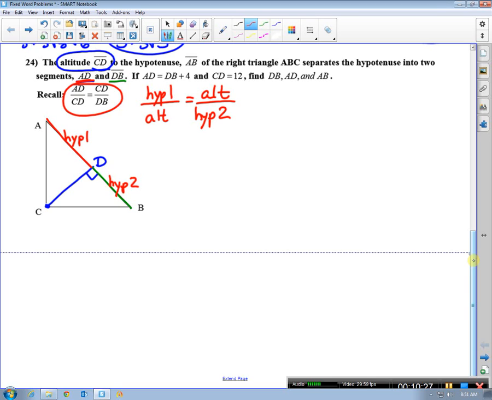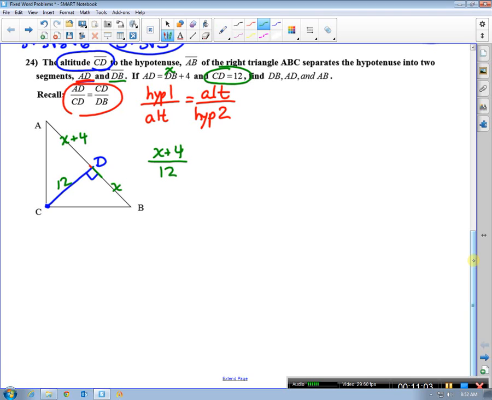All right, so we need some X's and some Y's. We're going to label, they told us CD is 12. We're going to let DB be X so that AD is X plus 4. So everything's labeled. Let's fit them into our equation. So we have X plus 4 is to 12 as 12 is to X, and cross multiply. 12 times 12 is 144.